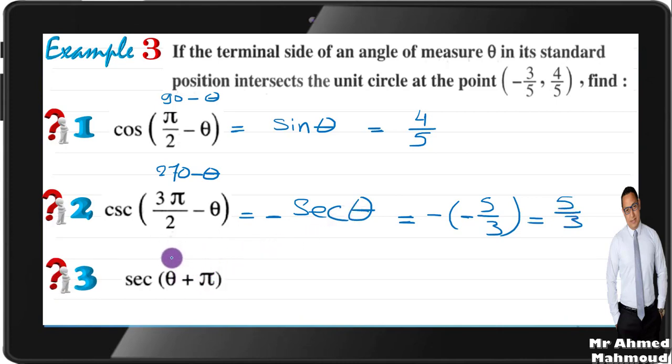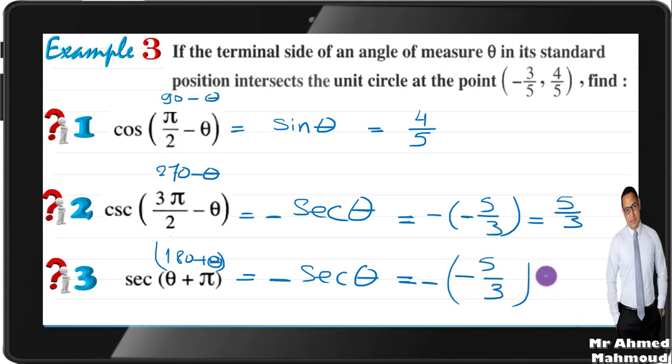Now sec of pi plus theta or 180 plus theta. Don't forget, 180 doesn't change the function, so it will be sec theta without change. But here, 180 plus theta in the third quadrant, and sec in the third quadrant is negative, so it will be negative sec theta. So negative sec is 1 over cosine, so it will be negative negative 5 over 3. It will be 5 over 3. Next.